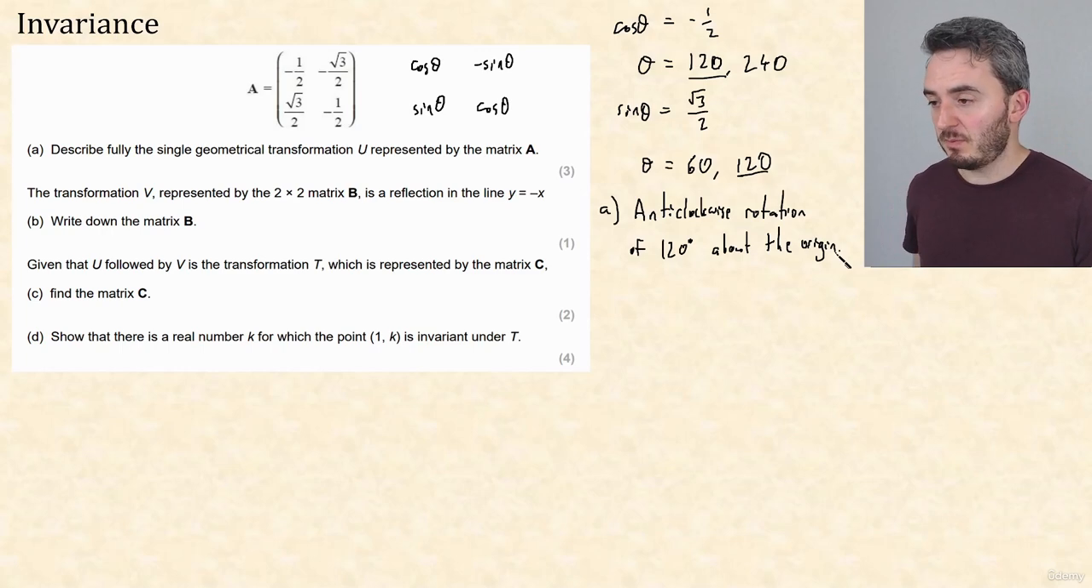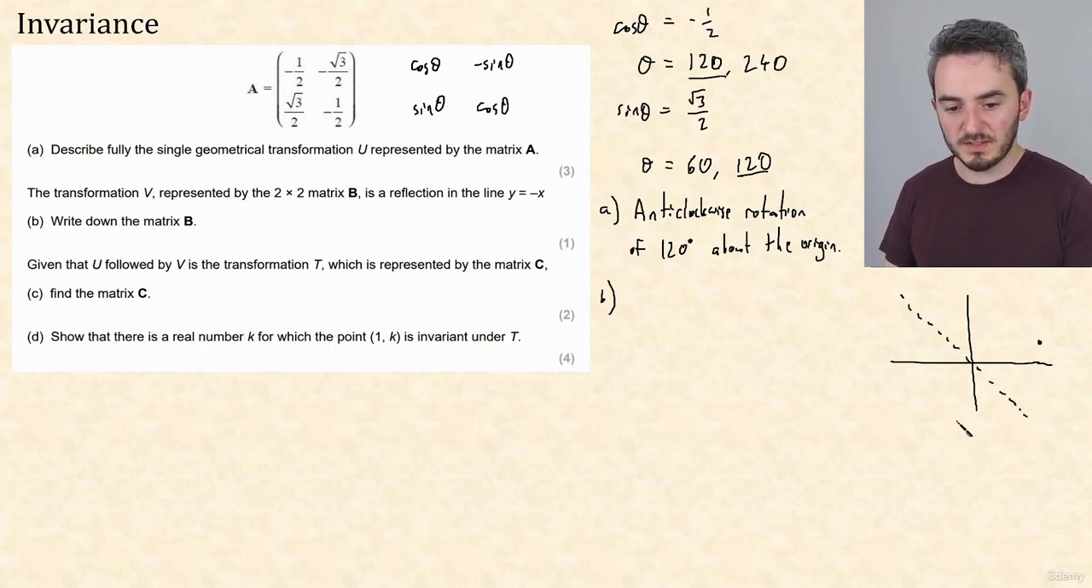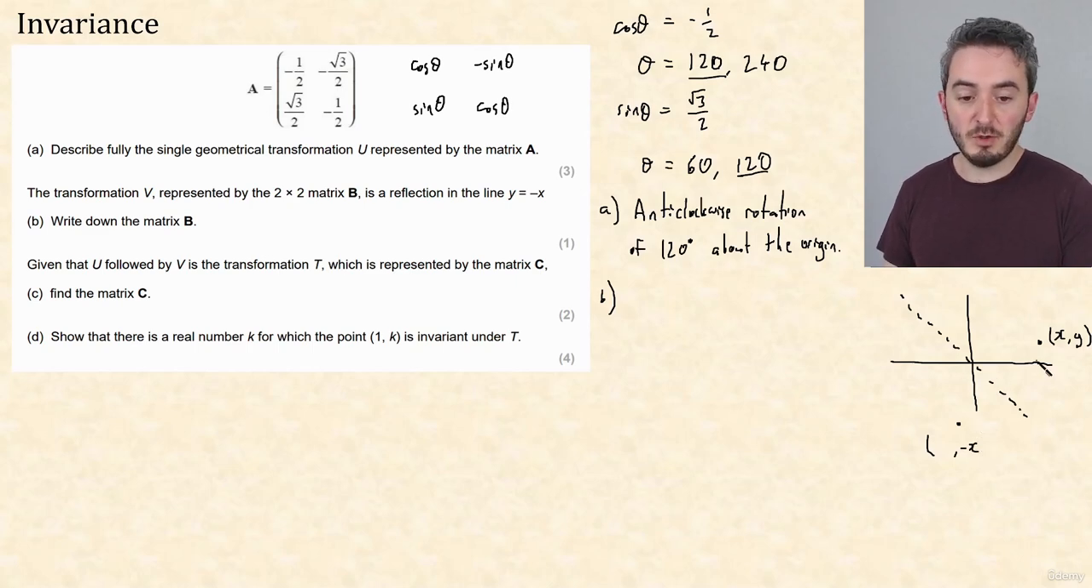The transformation V, represented by a 2 by 2 matrix B, is a reflection in the line y equals minus x. Write down matrix B. If you ever need to rederive these, you can. Here's the line y equals minus x, and we'd want our point (x, y) to be reflected down here. So we want our old x value to become our new y value but negative, so minus x, and we want our old y value to become our new x value but negative.